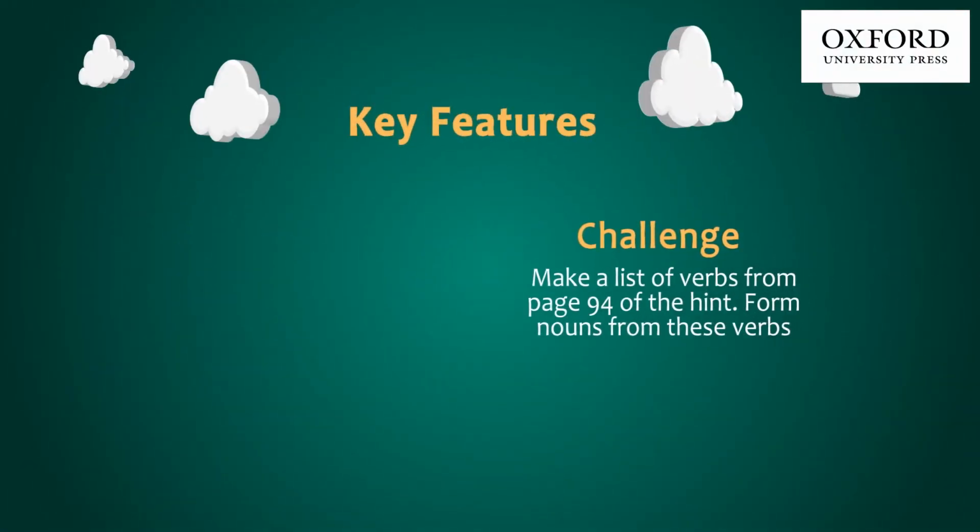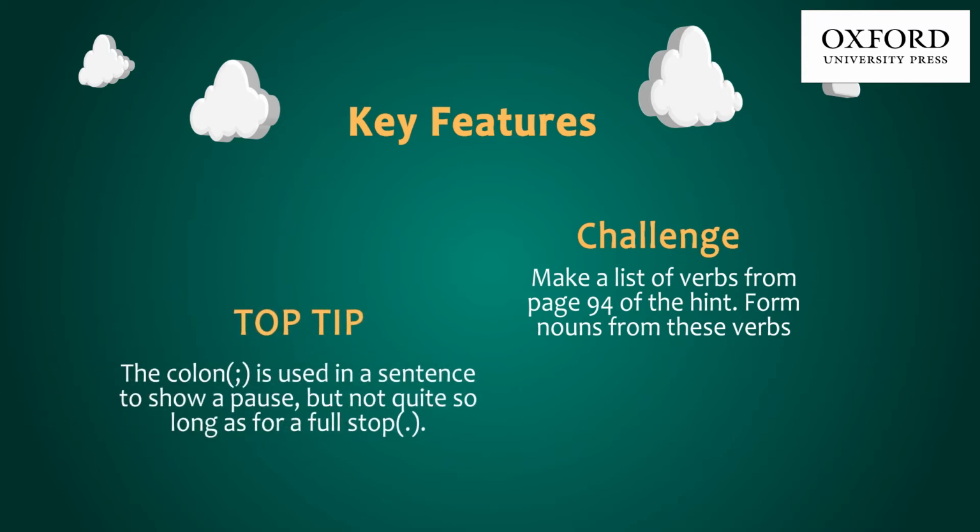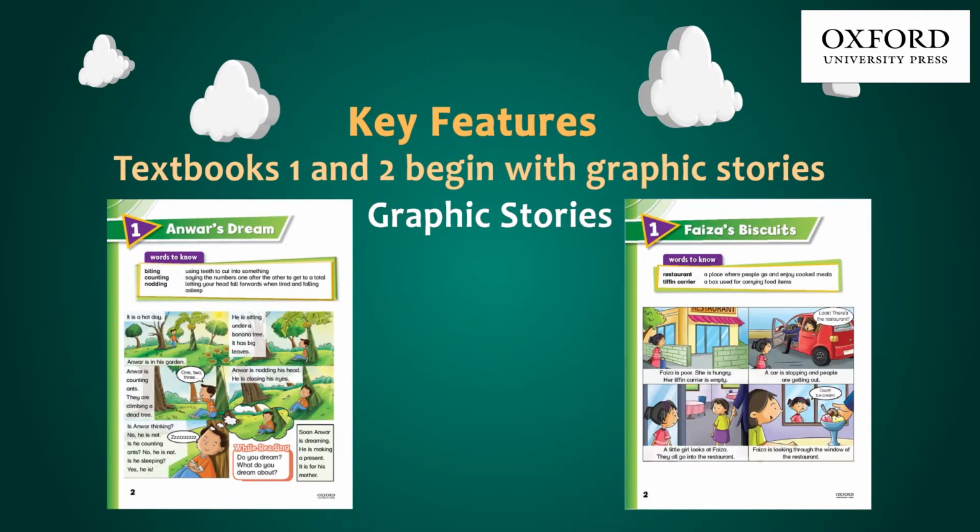The challenge boxes cater to differentiated learning, and they are there to challenge advanced learners and focus on developing higher order thinking skills in students. The top tip boxes reinforce and clarify concepts. Textbooks 1 and 2 begin with graphic stories. These hold the students' interest and encourage struggling readers.